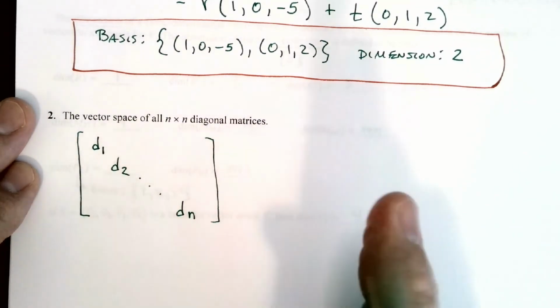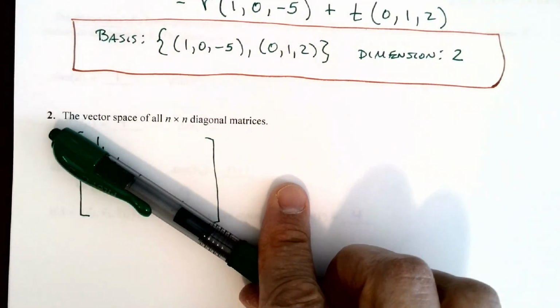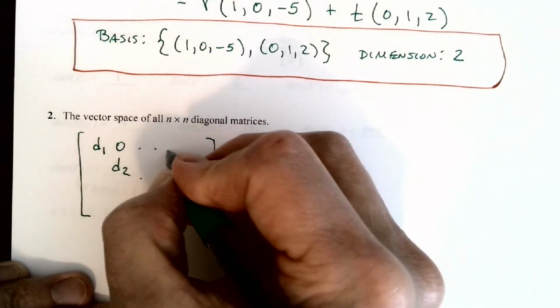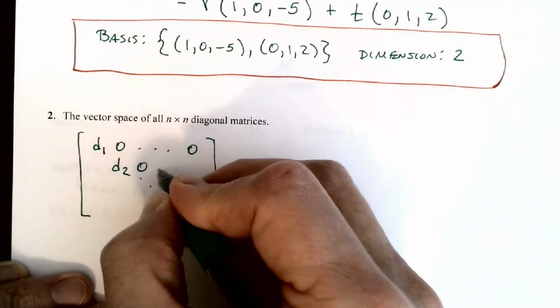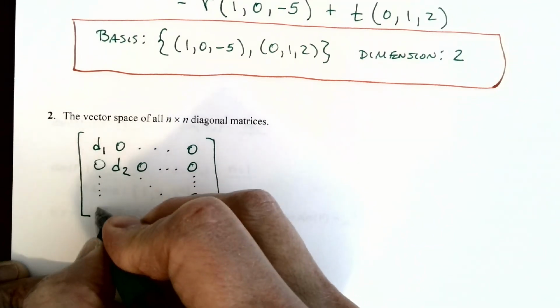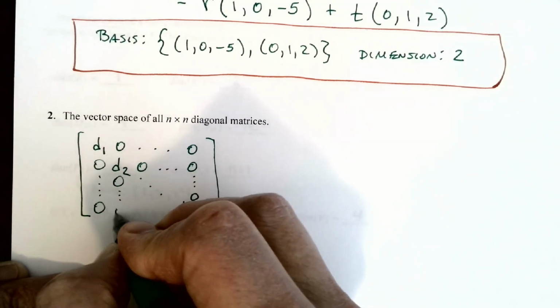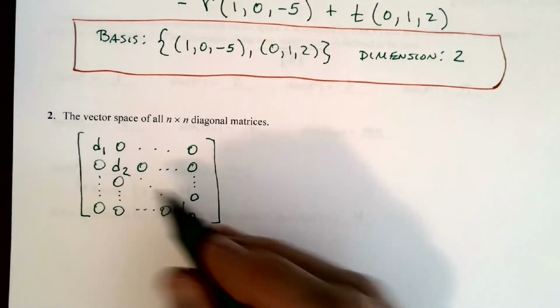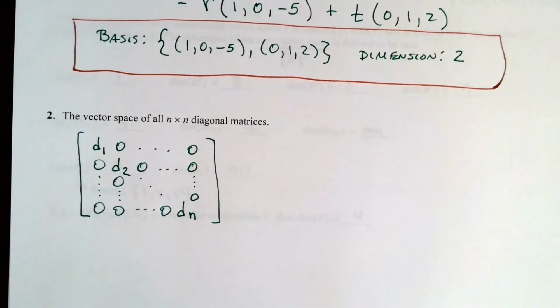What has to be true? Any entry off the main diagonal has to be what for diagonal matrices? It has to be 0. So I've got zeros everywhere else, just along the main diagonal. So, can you think of a basis for this? Can you think of a set of n by n matrices that spans this vector space?